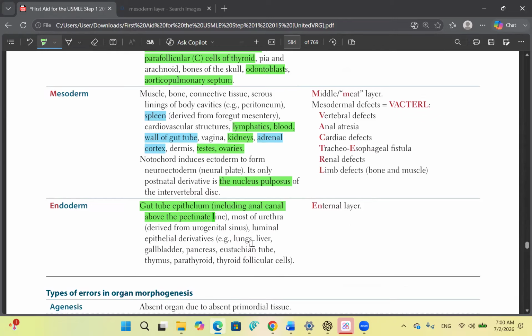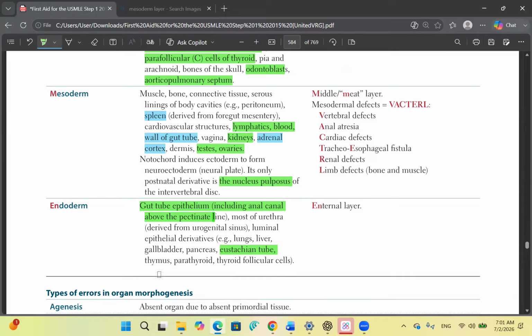So most of the urethra, and the luminal epithelial derivatives that form the lumen from top to bottom. There are the lungs, then the liver, then the gallbladder right beside it, the pancreas right beside that, and the eustachian tube in the ear, which is very funny, but you have to remember it. And then there's the thymus, parathyroid, and thyroid follicular cells.